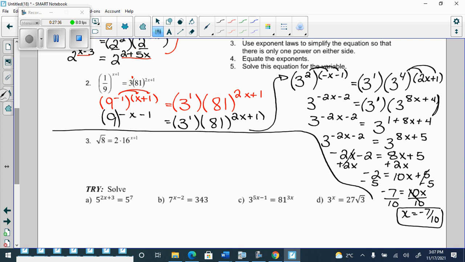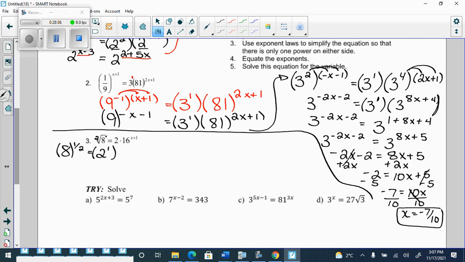So what's the index on this one? It's a 2, and the exponent is a 1. So this is just 8 to the what? 8 to the half, because I dropped the 2 underneath, right? 8 to the exponent of half equals 2 to the what? 2 to the 1. I do not make the 2 and the 16 join. Stop that madness if you feel the need to do it. And then 16 to the x plus 1.